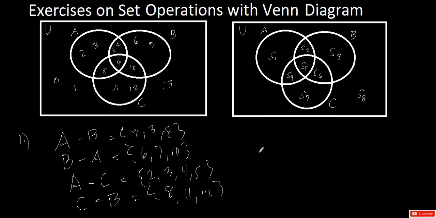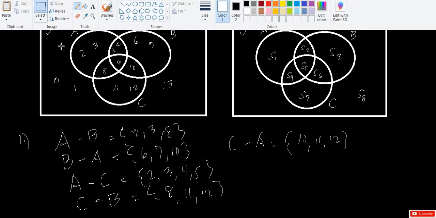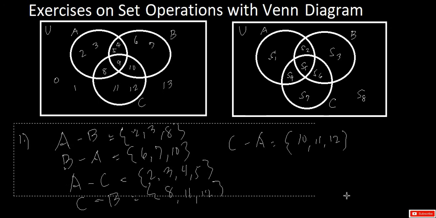Okay, what about C minus A? Okay, these are the regions in C but not in A. So we have S sub 6 and S sub 7. So therefore the elements are 10, 11, and 12. Okay, so this time let's go to the next operation, the complement.